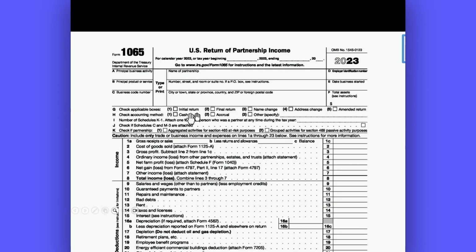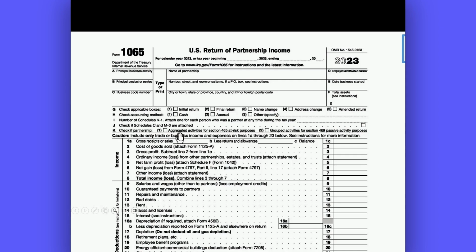Then you'll see there's some boxes to check. If it's your first return, if it's your last return of the partnership, if there's been a name change, address change, if it's an amended return. Then you check your accounting method. We've talked about that before. What method are you using? The number of K1s that you are attaching, and check if Schedule C and M3 are attached. We will talk about that. This is Schedule C for Form 1065. This is not Schedule C from Form 1040, which is what we talked about on sole proprietorships. So we will talk about those towards the end of this video.